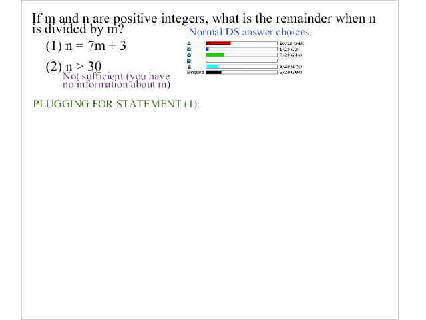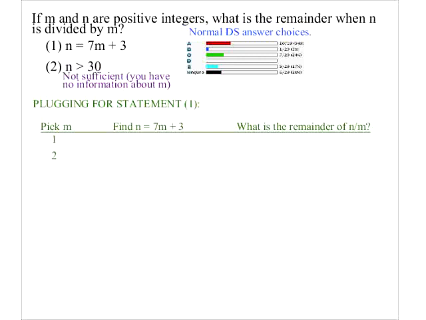So what we need to do is pick m. It's probably easier to pick m first, because then you can just plug into this formula and find n. So let's pick m, then find n, which is 7m plus 3, and then what is the remainder of n divided by m? Well, we might as well start with m is 1, 2, 3, 4, 5, if necessary.